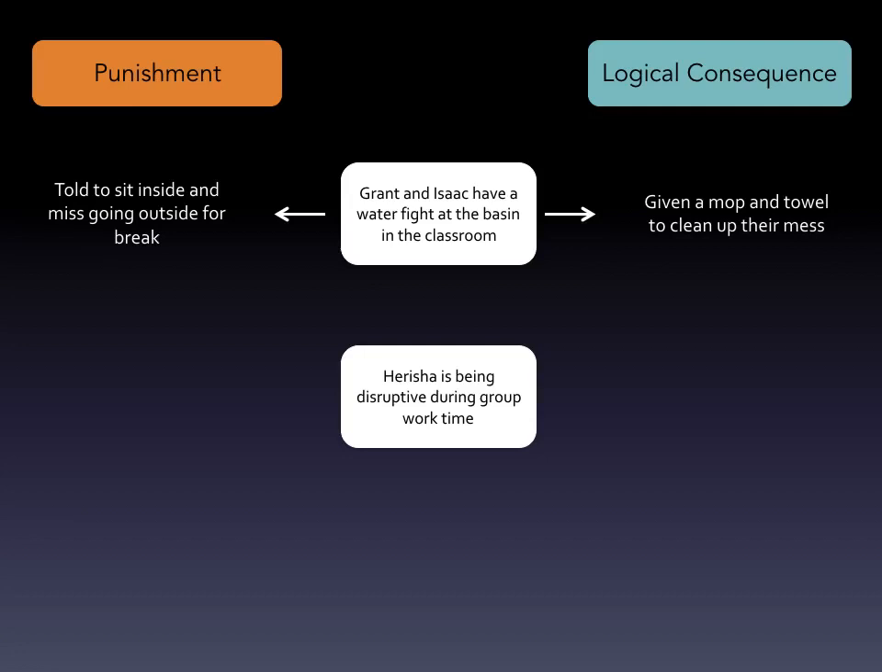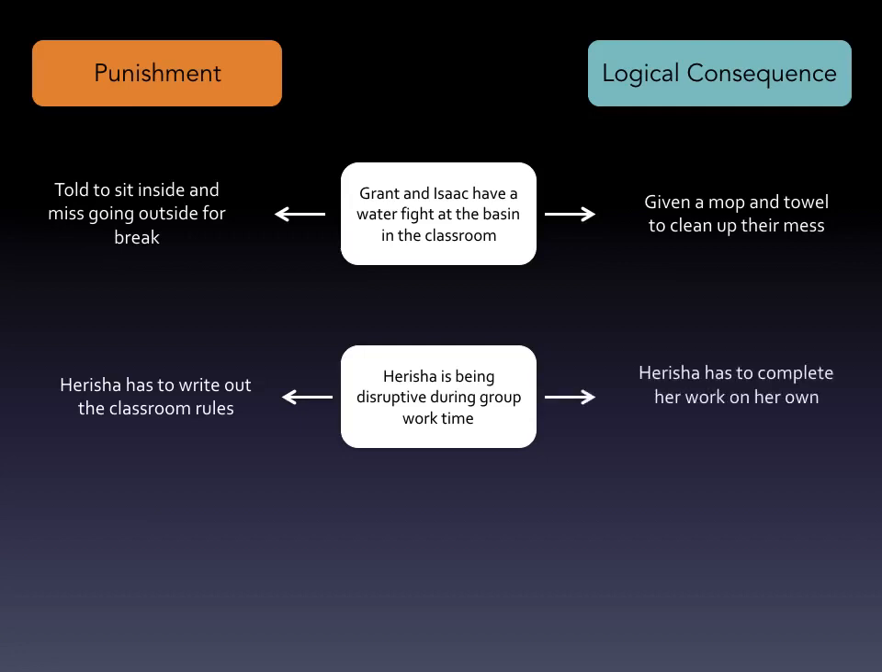Harisha is being disruptive during group work time. A punishment for this would be to make her write out the classroom rule several times, while a logical consequence would be to move Harisha on her own, as she has to complete the work by herself now. She understands that it was her disruptive behavior that has caused her to be moved away from the group. If done in the correct tone and manner, it shouldn't be humiliating for the learner.